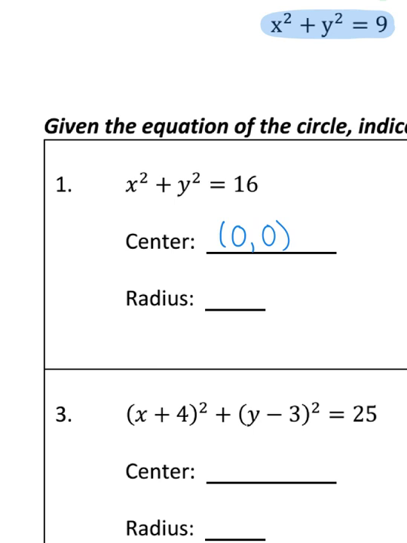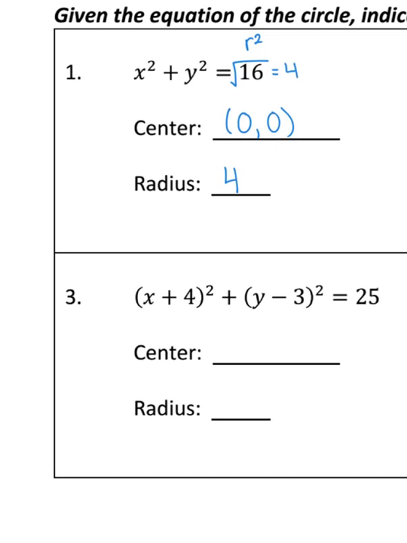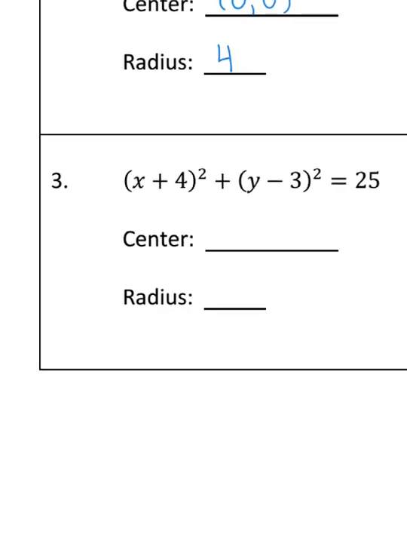Now for the radius, we know that 16 is actually r squared. So in order to find the radius, we need to take the square root of 16, which is 4. So our radius is 4. Great. Now, let's take a look at number 3.